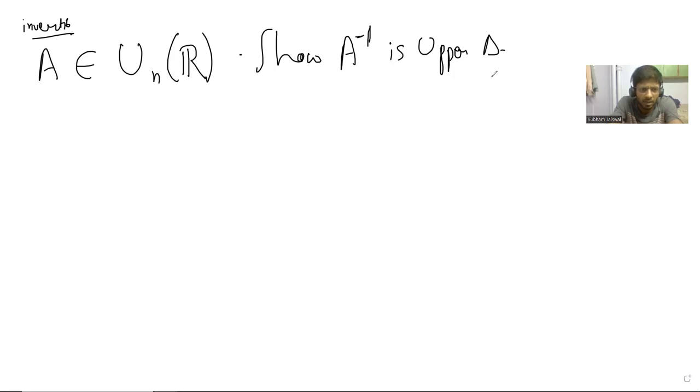Just 1 second. I just want to know the notation for upper triangular matrices. Nowadays, when you Google, this strange kind of things come. It has been overtaken by companies and so on. I should know this, but I forgot. Anyways, the notation is not so important here.